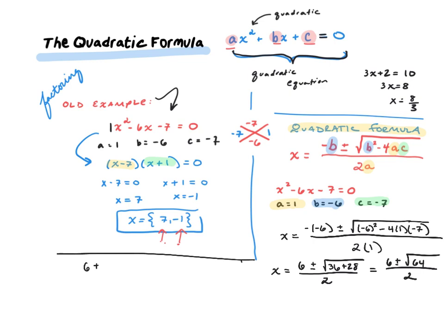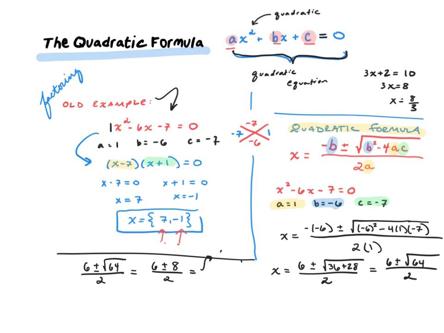I have 6 plus or minus root 64 over 2. And I want to simplify the root first. So that's just 8. So we have a perfect square there. It's not always going to be a perfect square. Sometimes it might even be negative and you end up with imaginary numbers in your answer. Oh, wait, okay. So I have to split this up into the plus version and the minus version.